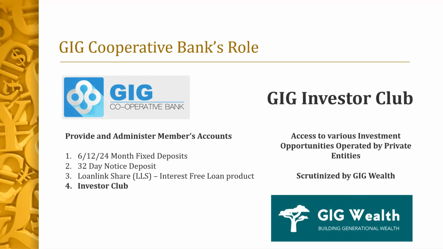Now, by having an account with GIG Cooperative Bank, you automatically become a member of the GIG Investor Club, whereby you have access to various investment opportunities operated by private entities, and we are constantly scrutinizing these opportunities through an entity called GIG Wealth, which is a regulated Category 2 FSP. So that's just in general the structure, but it's still your money. You decide until you invest it into a private opportunity, and even there it remains your money, and you take the risk and you take the profit.